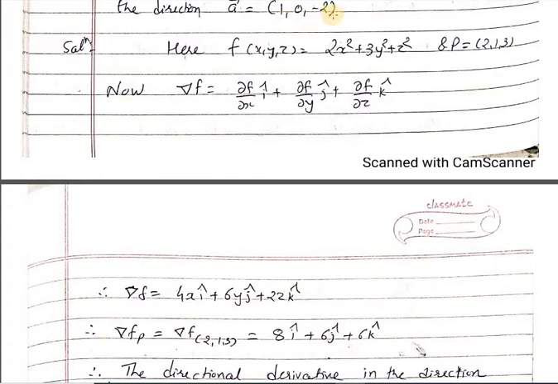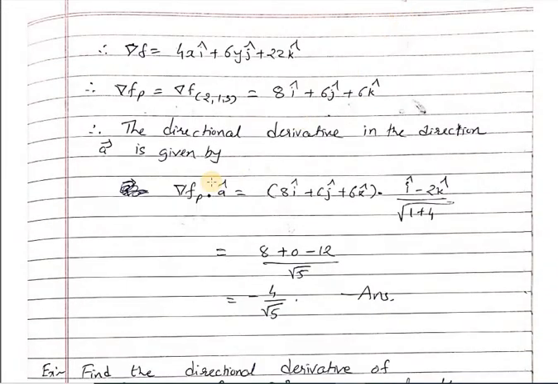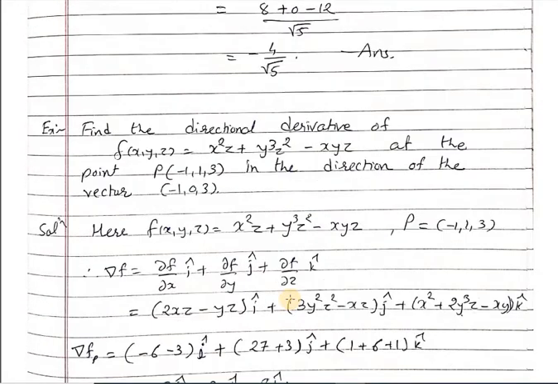Writing in the ijk form, that will be i minus 2k, and we require the unit vector, so it will be (i minus 2k) upon under root of 1 plus 4. Now taking a dot product, we have 8 into 1, 6 into 0, 6 into minus 2. So that means 8 plus 0 minus 12 divided by under root of 5. That will be minus 4 upon root 5.